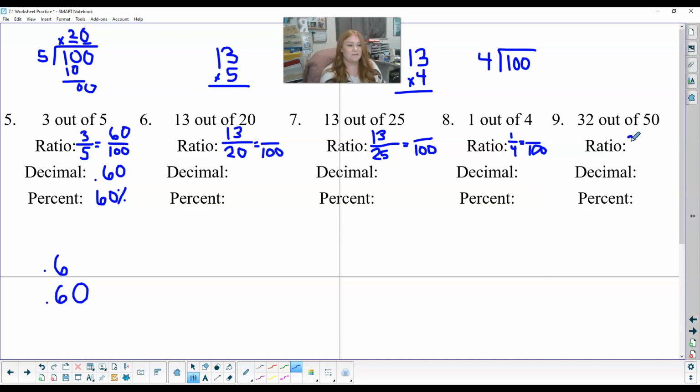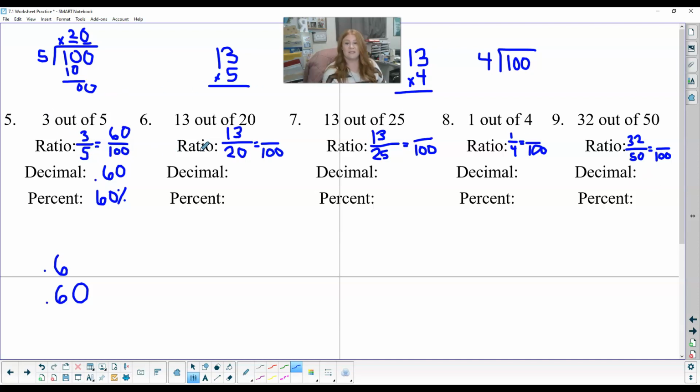So number 9, we have 32 out of 50. So I know these sound like big numbers, but compared to 100, they're actually really nice numbers. So how do I get from 50 to 100? How many groups of 50 go into 100? Then we're going to do the same thing to 32. That will give us our other ratio piece. Change it to a decimal, change it to a percent. So once we know this ratio out of 100, it's really easy to find our decimal and percent.